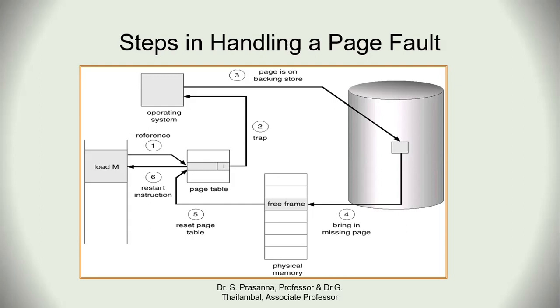After the fifth step, you restart the instruction, that is load M. So what happens now? It is available in the page table. The bit will be V now, and it finds the frame address, goes to the frame address, and the command will be executed. What is the command? It is load M. So M is loaded into the physical memory. So this is how the page fault needs to be handled.